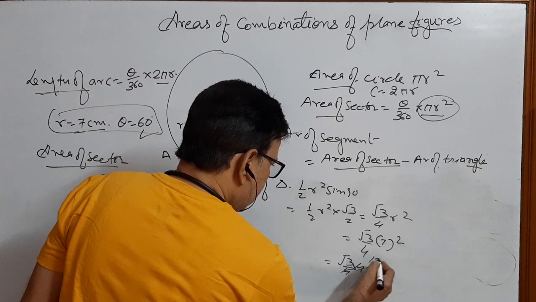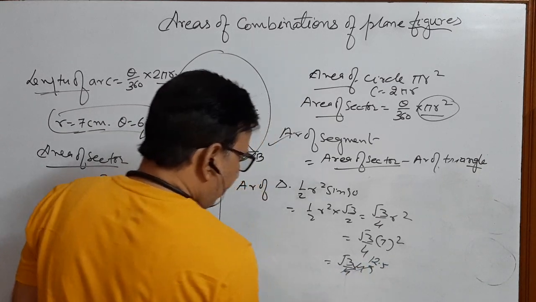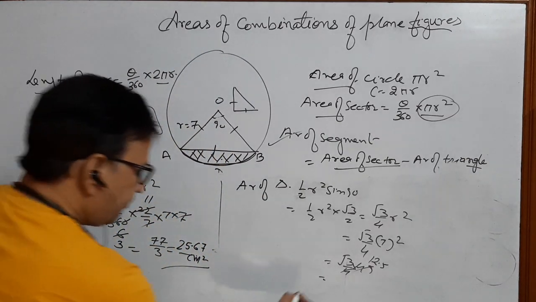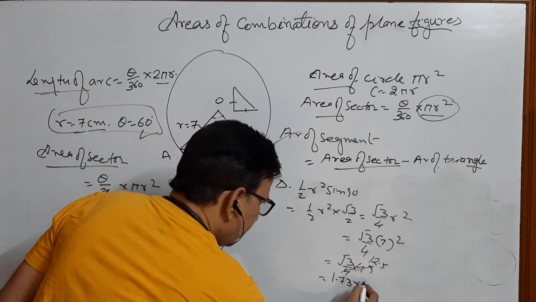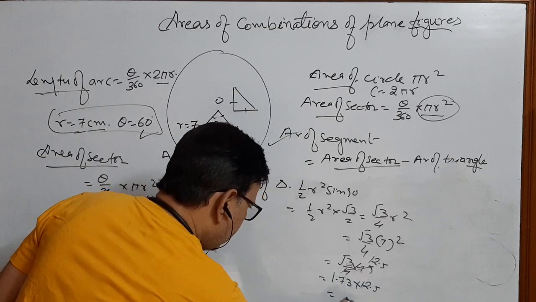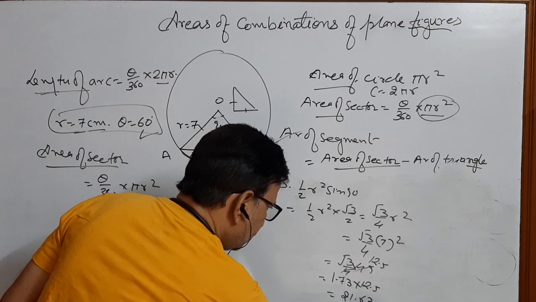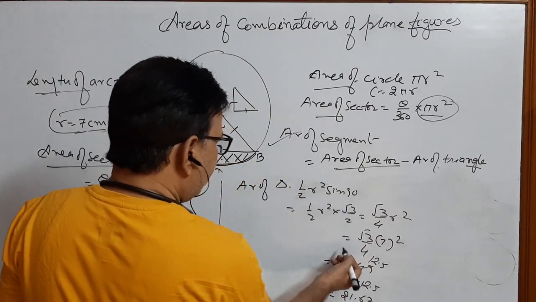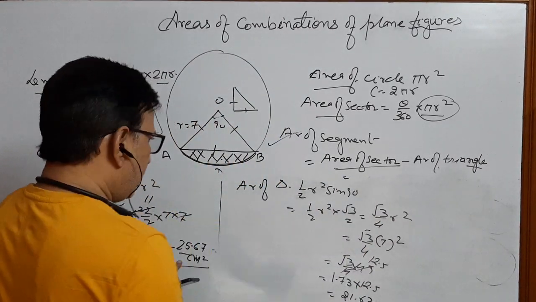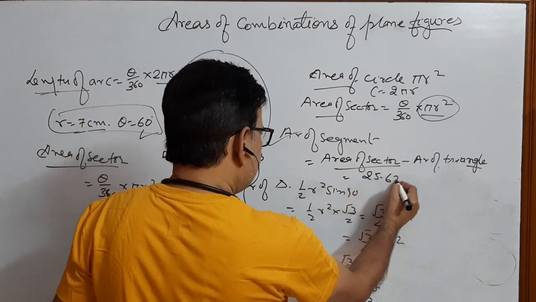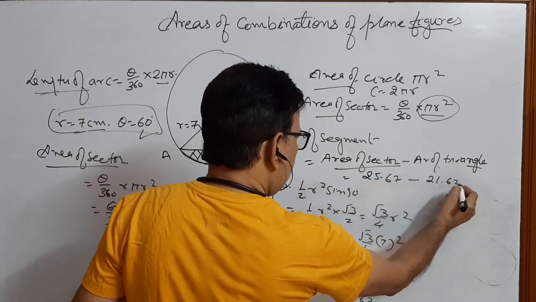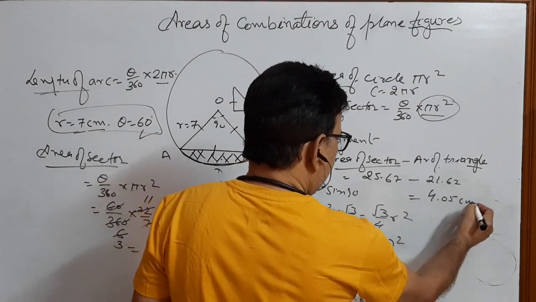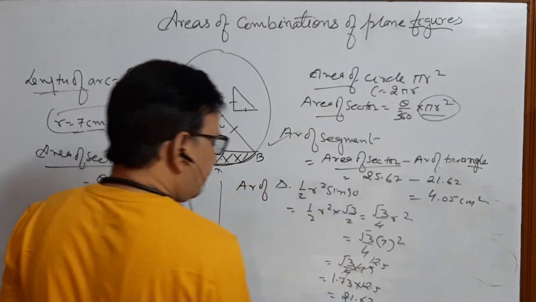When you cancel it, 12.25, and when you multiply by root 3, you will get approximately 21.62. Then the area of segment is the area of sector, 25.67, minus 21.62, which gives 4.05 centimeter square. I have taken the approximate value.